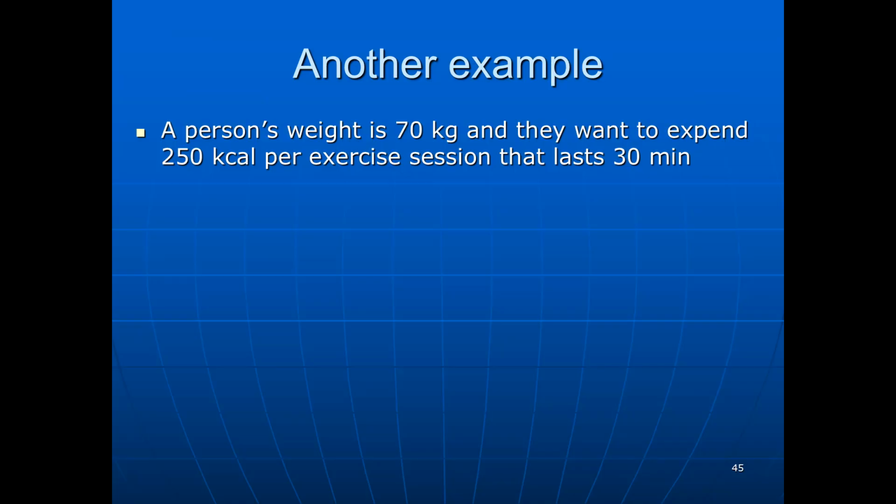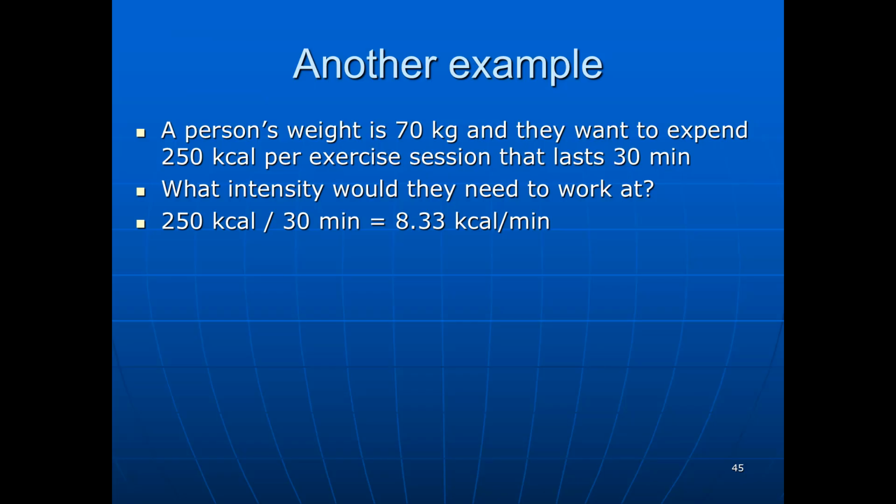All right, another example which takes some other things into account. If your body weight is 70 kilograms and you want to expend 250 kcals per session that lasts 30 minutes, what intensity do you need to work out at? So this takes into account some of those other calculations we did earlier in the semester. So this tells us how many kcals you need to be expending per minute. So 250 kcals per session, that's what you want to expend. You want to work out for 30 minutes. So that means you need to be expending 8.33 kcals per minute.